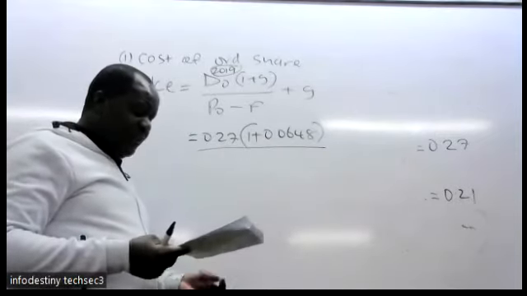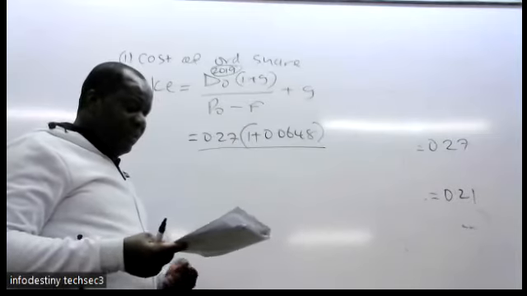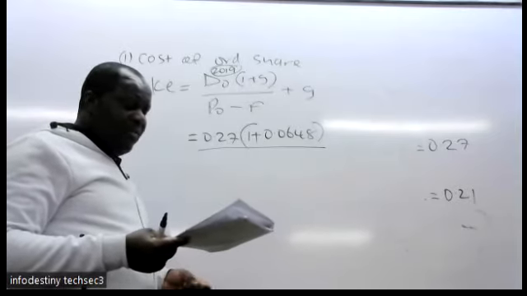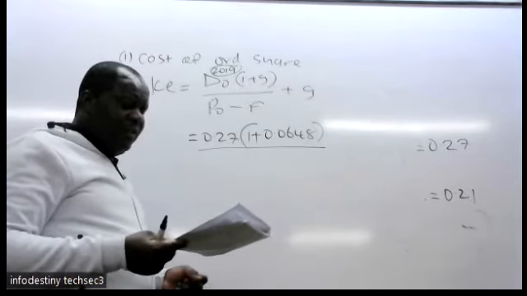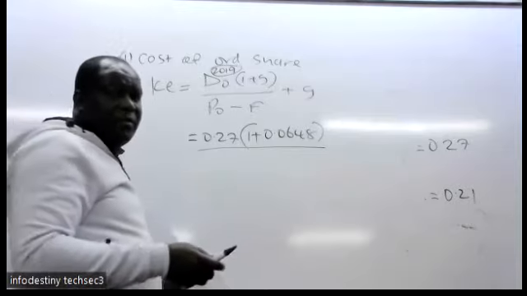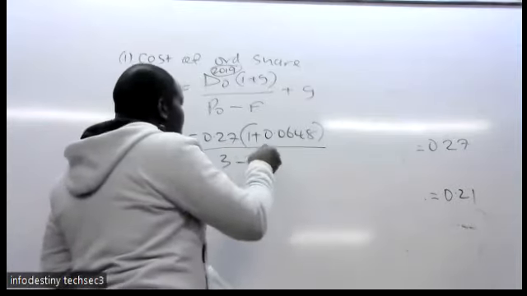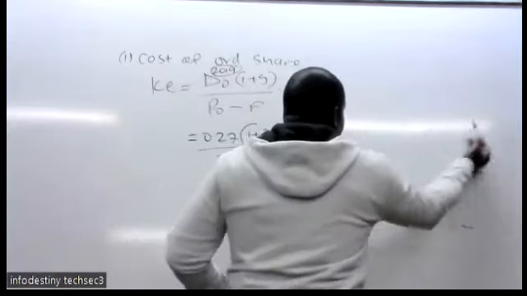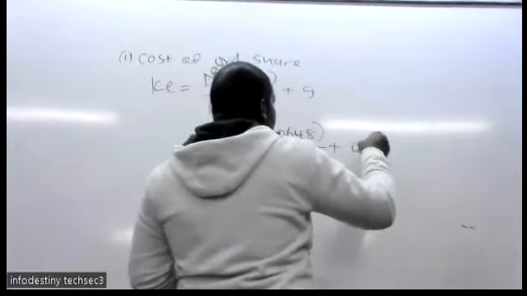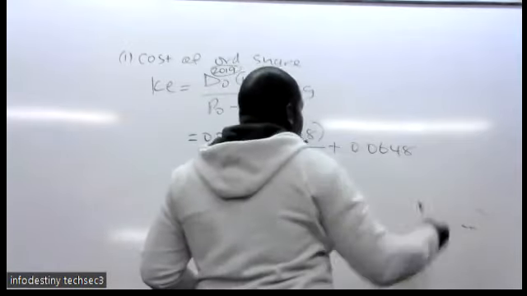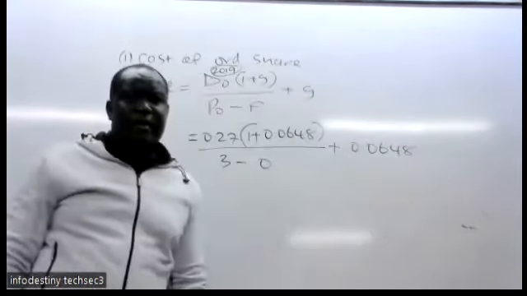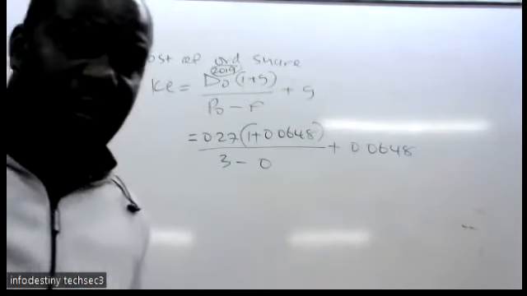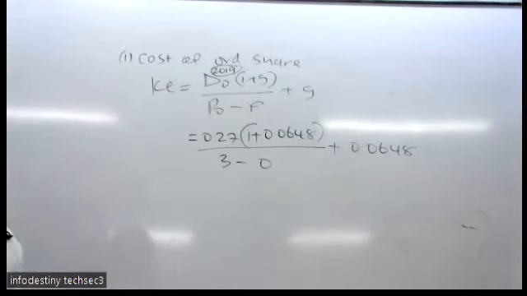P0 is the current market price, which was given in note number 1. On 1st of January 2020, the market value of the ordinary share is 3 per share. So 3 is ex-dividend. There is no flotation cost. Then we factor in 0.0648, then express that figure as a percentage.